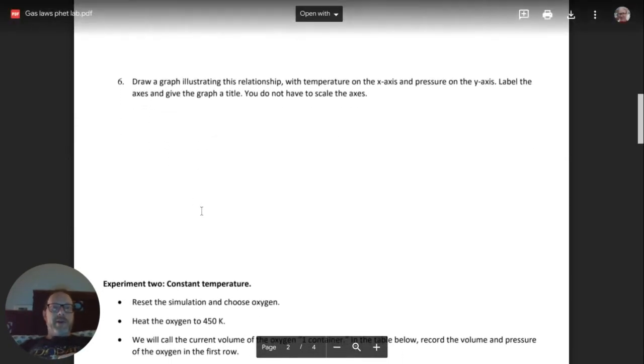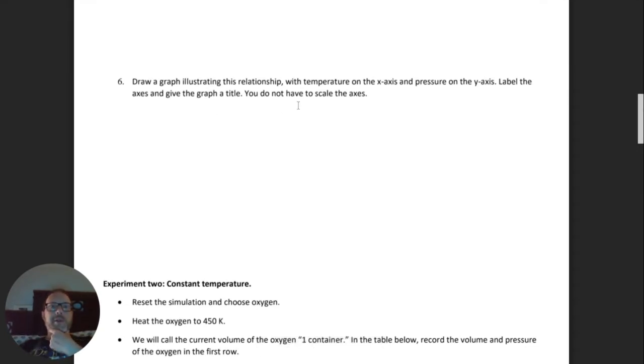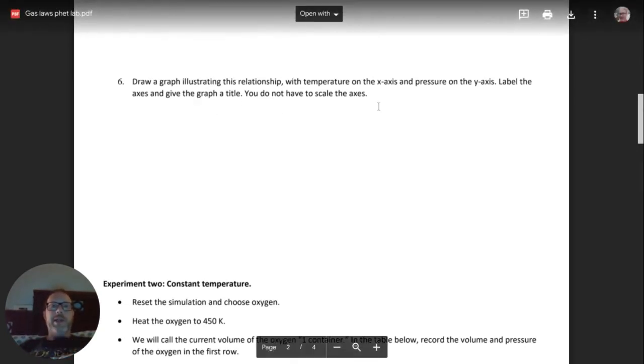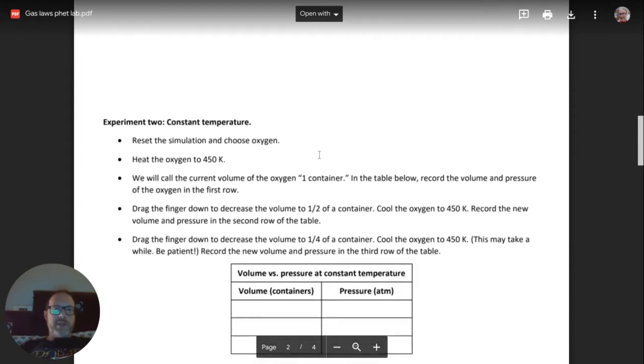It does tell you to draw a graph right here. Be sure you follow the directions carefully. Don't skip out on any parts. For experiment 2, you'll hit reset. And again, you're going to choose oxygen.